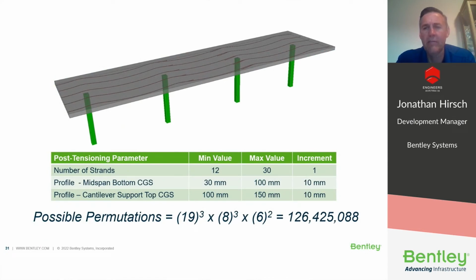We can start by looking at a very simple example consisting of a 3-span, 2-cantilever frame with variable low point profiles in each span and variable high point profiles at the cantilever. We also have a variable number of strands in each span. One option for finding the most optimal solution is to evaluate all of the different possibilities. However, in this very simple problem, there are over 126 million permutations.